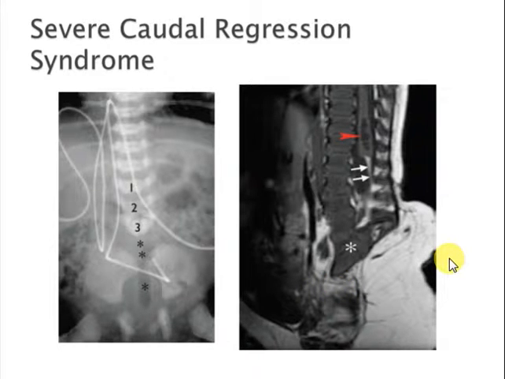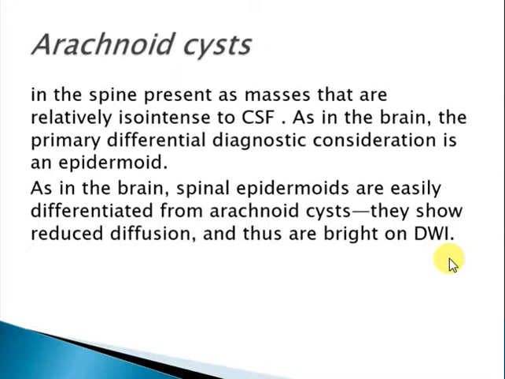Okay, so this is a very nice example of caudal regression syndrome. Regarding arachnoid cysts of the spine, in the spine they present as masses that have the same signal as the CSF on all sequences, and as in the brain, the primary differential diagnosis will be epidermoid. And again, as in the brain, to differentiate them, you will need diffusion weighted imaging.